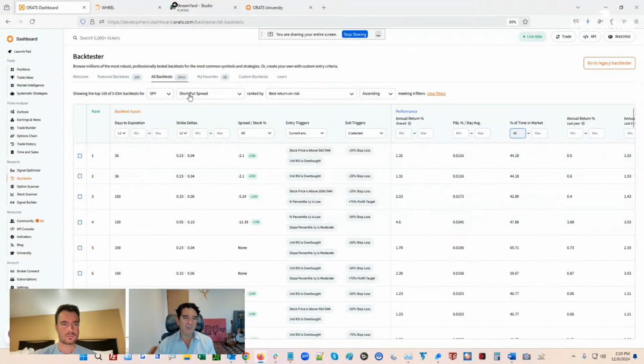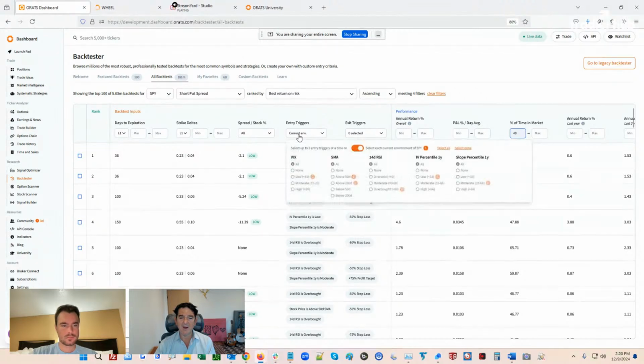I want to look for a short put spread. This might be something that I want to just trade on a daily basis, or always have on. So what are the good ones? We could sort these by many different things, but we also have entry triggers. So I've selected the entry triggers for the current environment. I want to find out which strategy works well in the current environment.